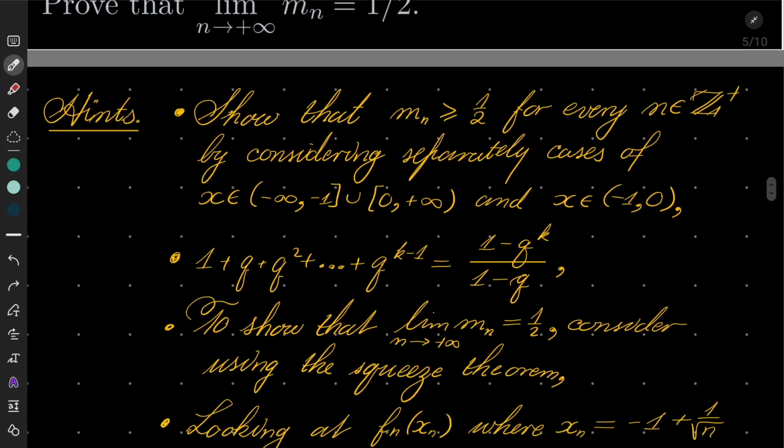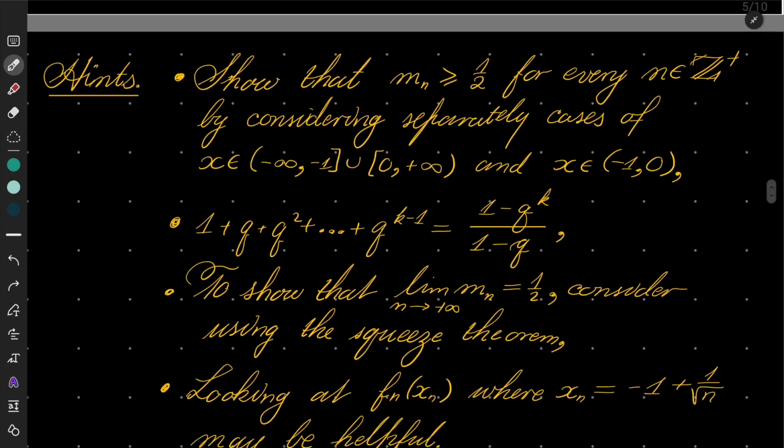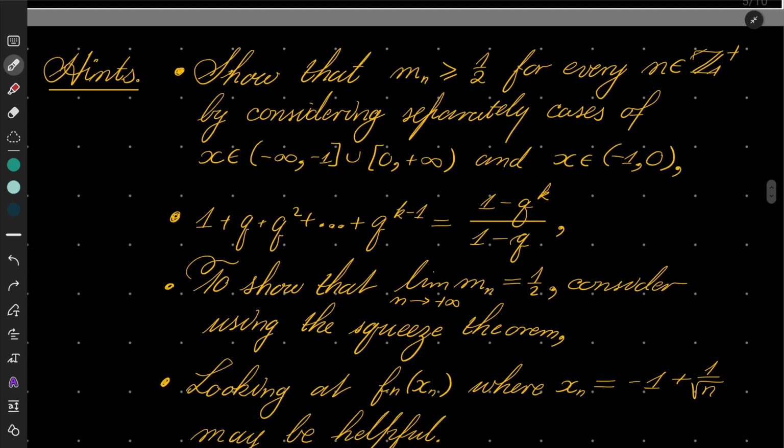Next, this formula will be immensely beneficial: 1 plus q plus q squared and so on plus q to the power k minus 1 equals 1 minus q to the power of k over 1 minus q, which is the formula for the sum of a geometric progression. Once you have a lower bound for m sub n, to show that our limit is 1/2, try using the squeeze theorem.